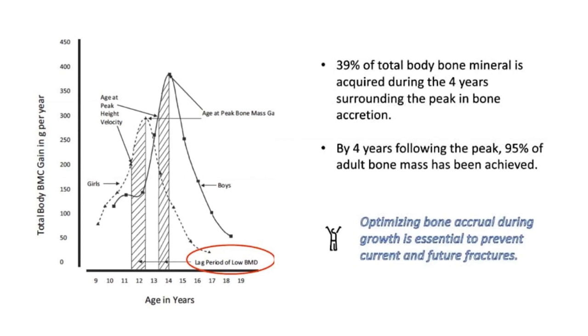Around 39% of the total body bone mineral is acquired during the 4 years surrounding the peak in bone accretion. By 4 years following the peak, 95% of the adult bone mass has been achieved. So optimizing bone accrual during growth is essential to prevent current and future fractures.